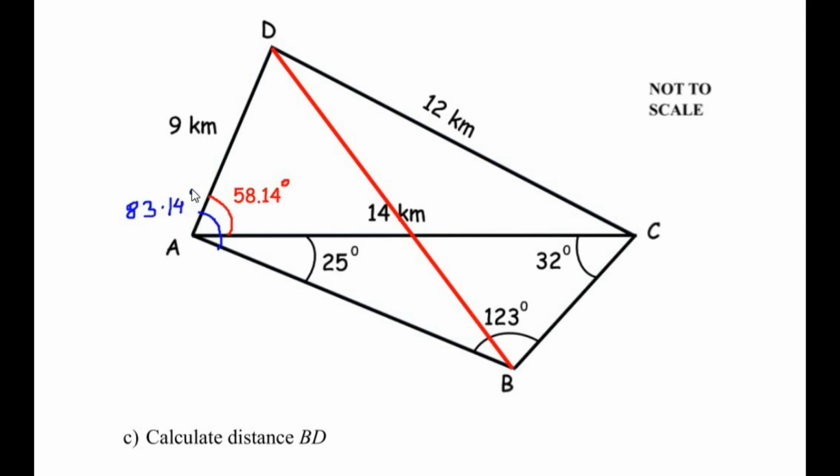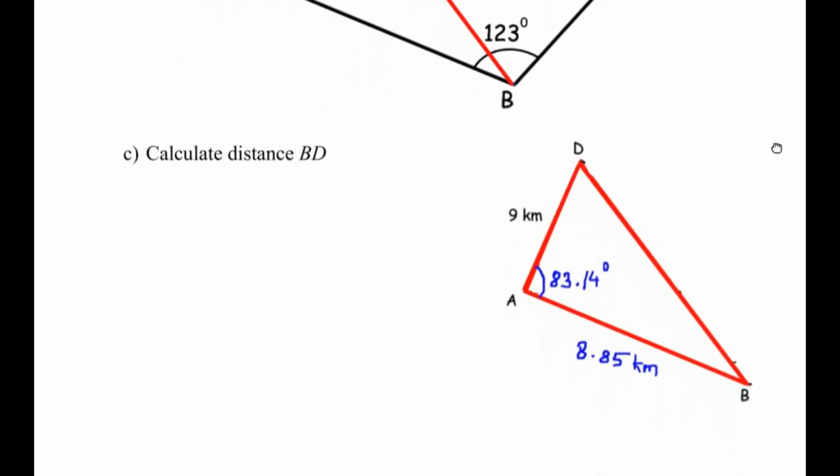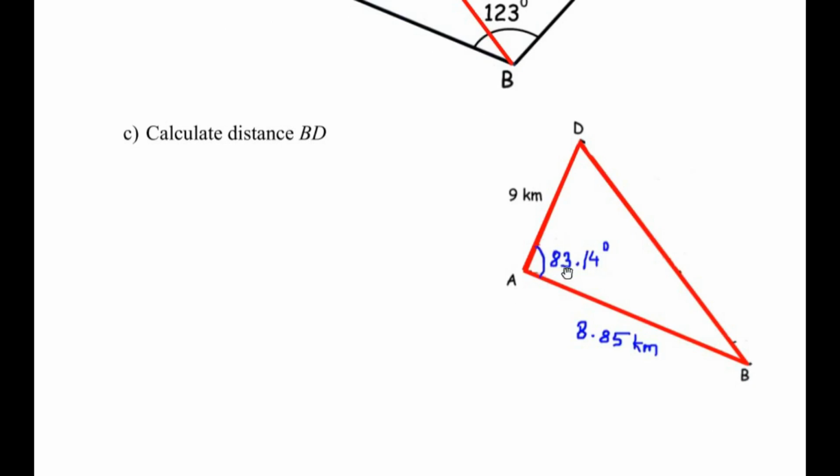So let me redraw this triangle for easy understanding. Now I have redrawn the same triangle ABD over here, as you can see. And the total angle A is written here, which is 83.14, and the side AB also we had found in part B of this question, which was 8.85 kilometer. Now we have to find out what is the length of the side BD. Now two sides are given, one side is missing and an angle opposite to that side is given. That means we have to use here the cosine rule.